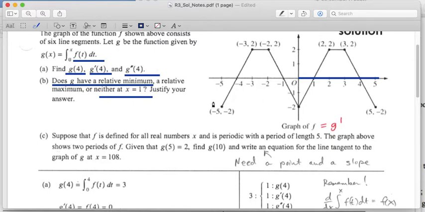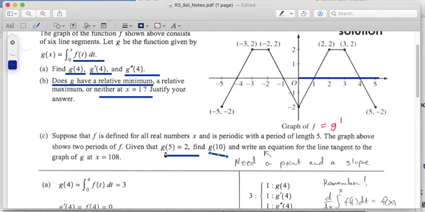To show you where it starts, they claim that this is 2 periods, so I can see that. Here's 1 period, and there's the other one. Okay, given that g of 5 is 2, find g of 10. How do I find, let's see, g of 5 is 2.